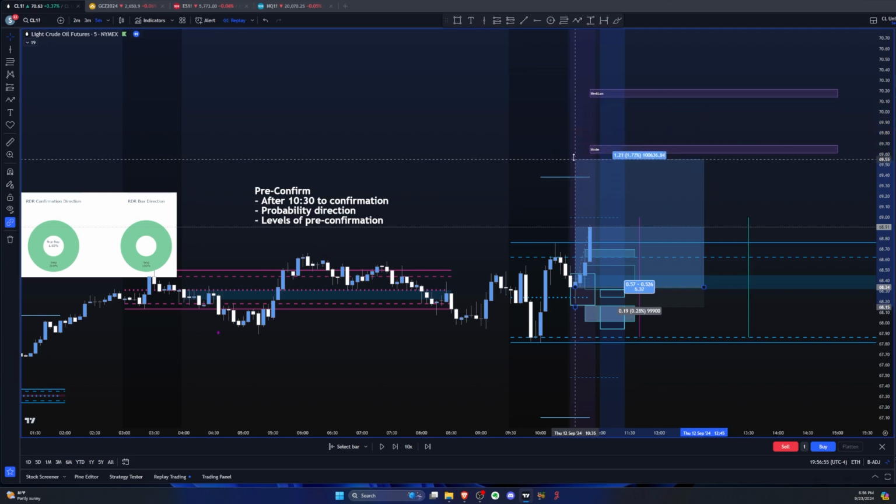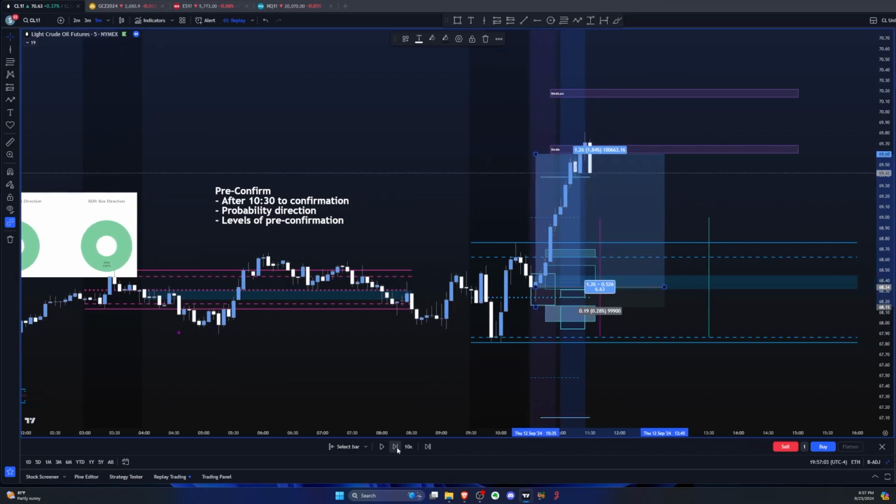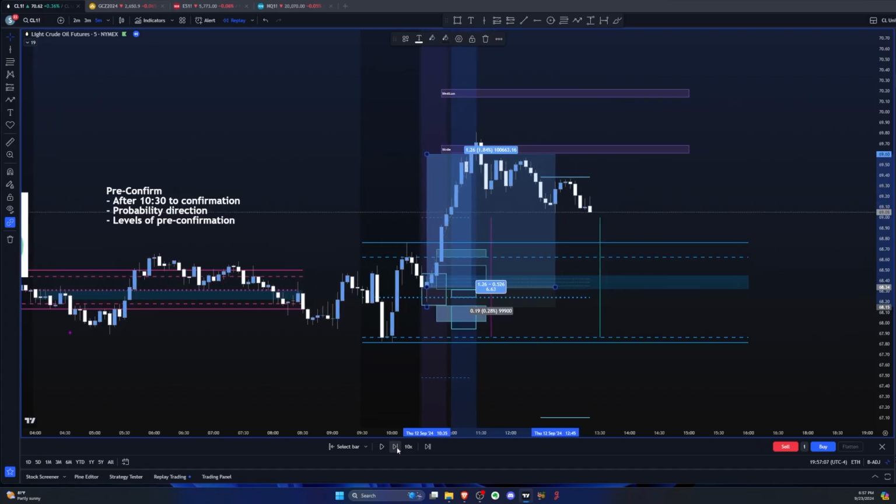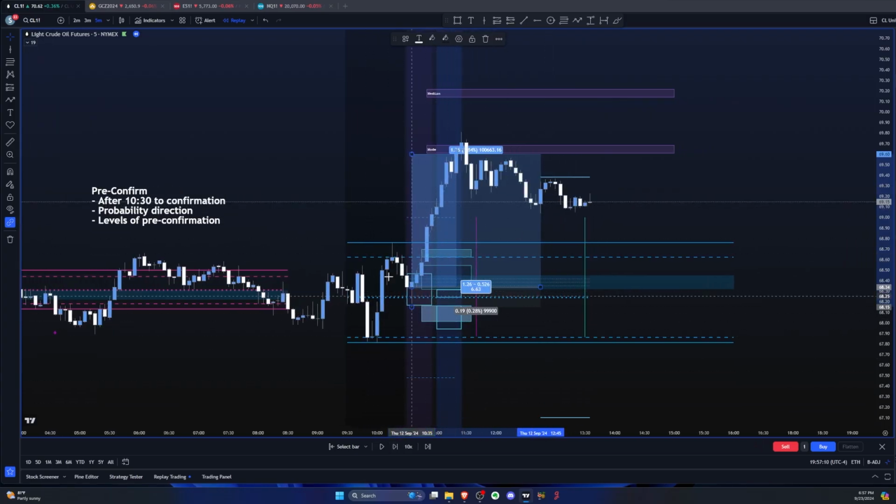Okay, so I could also take half off here. I could take the other half off here, and that gives me about a 7.5 R total trade. But let's just say we're going for mode. We come up here, boom, we hit our mode, and then awesome. This is why I love this pre-confirmation trade, because sometimes the trades can be really big and really fast, and there are usually these very narrow windows that happen in a very short time window.